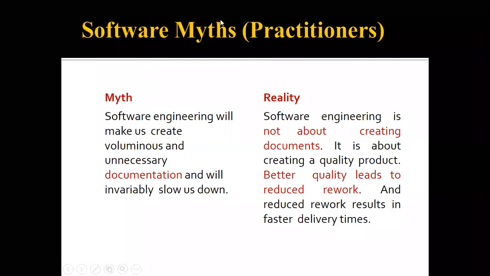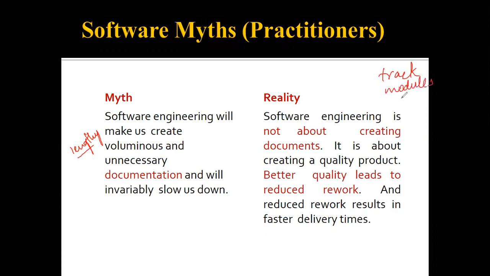The next one is, software engineering will make us create voluminous and unnecessary documentation. Voluminous means very lengthy. Very lengthy and unnecessary documentation, and will invariably slow us down. Now in here, you're not making documentation to slow you down, but you're creating documentation to keep a track of what you're developing. What are the different modules that are there within the software?